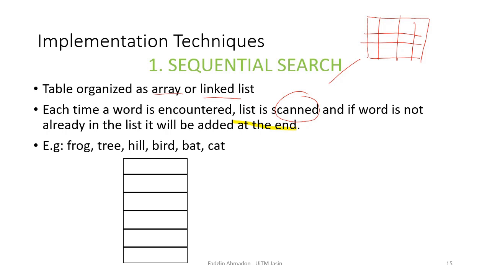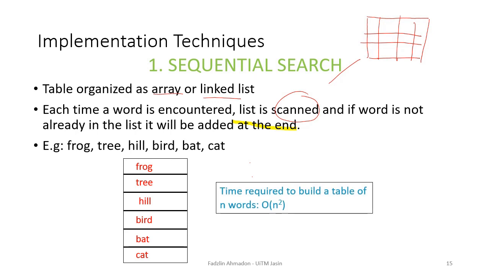So let's take a look at this list of words. We have six words: frog, tree, hill, bird, bat, cat. And we start with the first one, which is frog. Frog is the first in the list, so frog would be at the very beginning of the list. The next word in the list is tree, so we need to compare tree with frog. Because tree is not frog and frog is the end of the list, we add tree. Same goes for hill, bird, bat, and cat. So this is sequential search, and it takes this amount of time to build it.